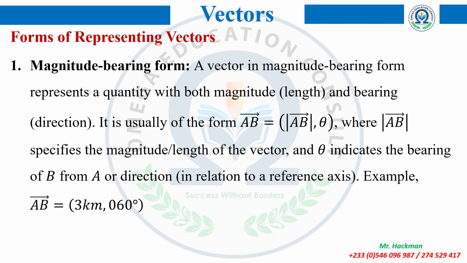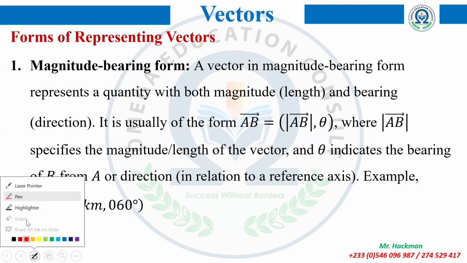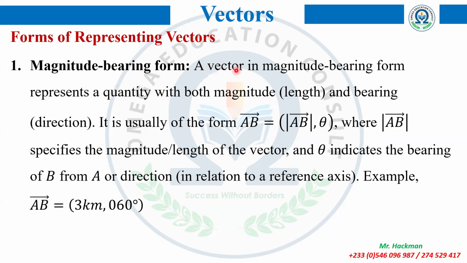The first one is the magnitude bearing form. A vector in the magnitude bearing form represents a quantity with both magnitude, which is what we know as the length, and bearing, which is what is known as the direction. It is usually of the form, so here I'm using a free vector.